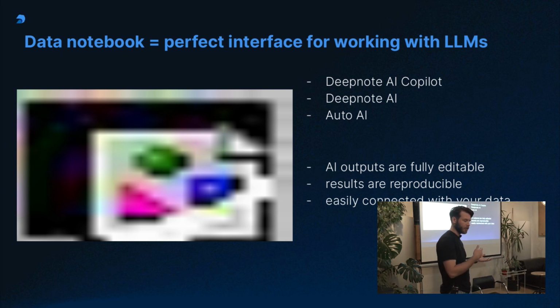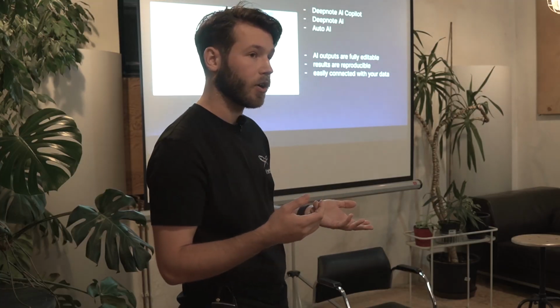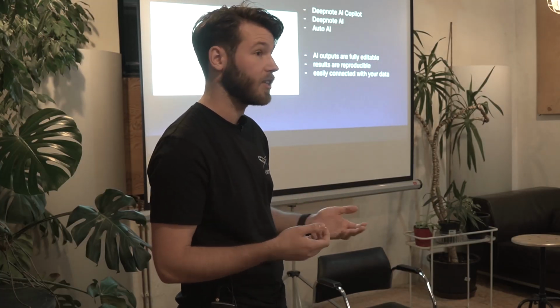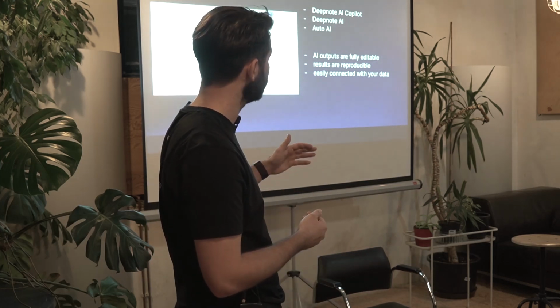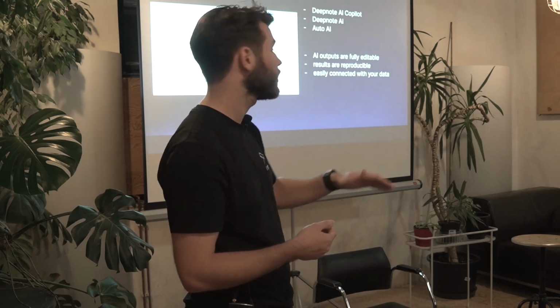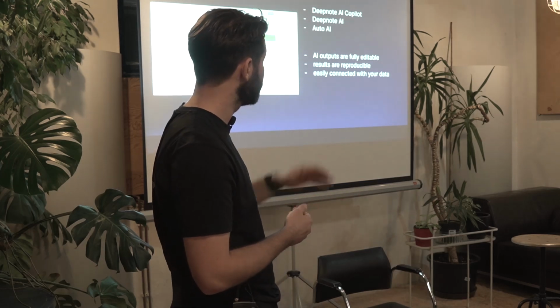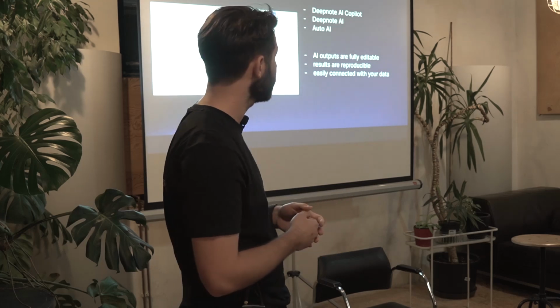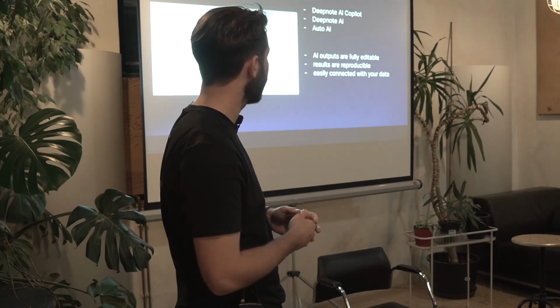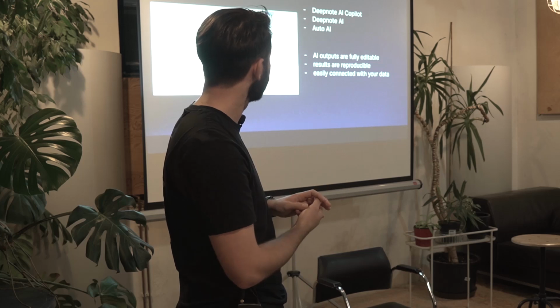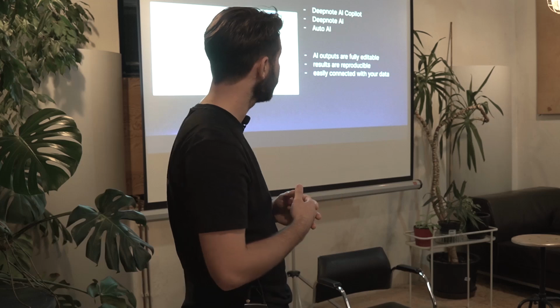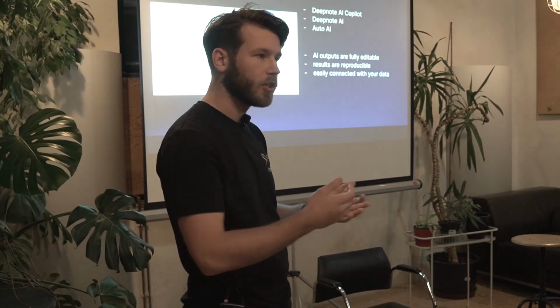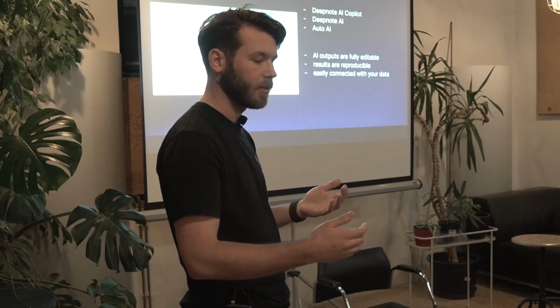And now I'm coming back to the food for thought that I wanted to leave you with, and that's what is the perfect interface for working with LLMs? We think it's the data notebook. Why? Well, at Deepnote, you have basically an AI companion at every single level. There's Deepnote AI Copilot. I didn't talk about that today, but basically it's like GitHub Copilot, and that accompanies you on the line level. Then you have Deepnote AI that accompanies you at the block level, helps you generate full blocks. And then there's Auto AI, the end-to-end notebook generating autonomous analyst.